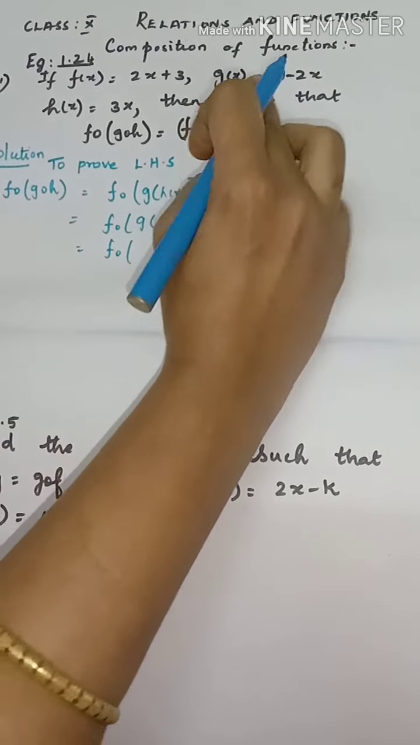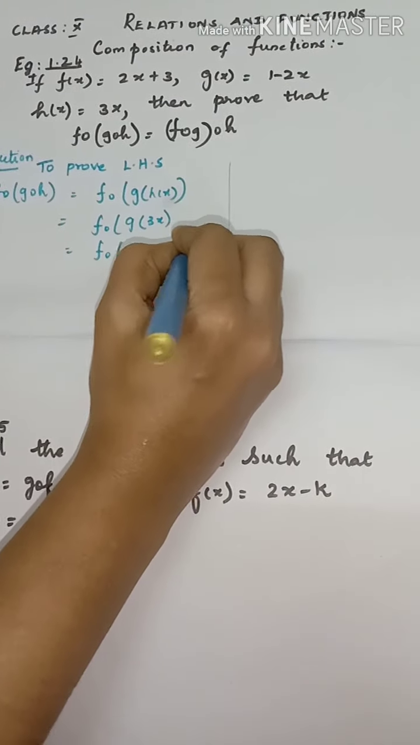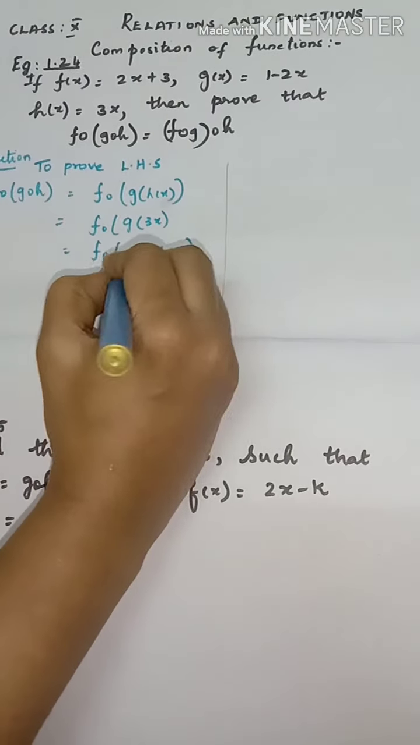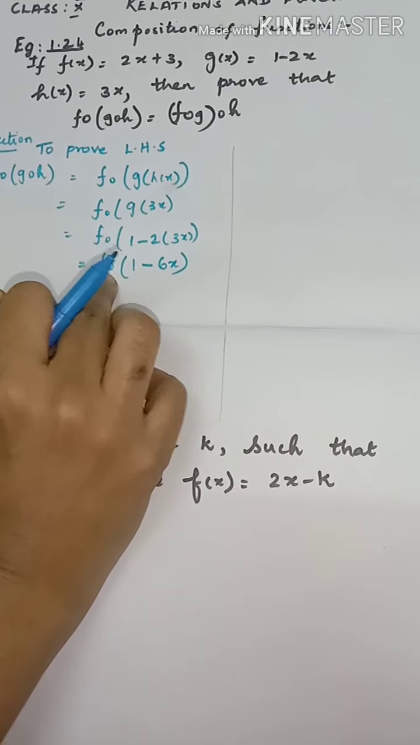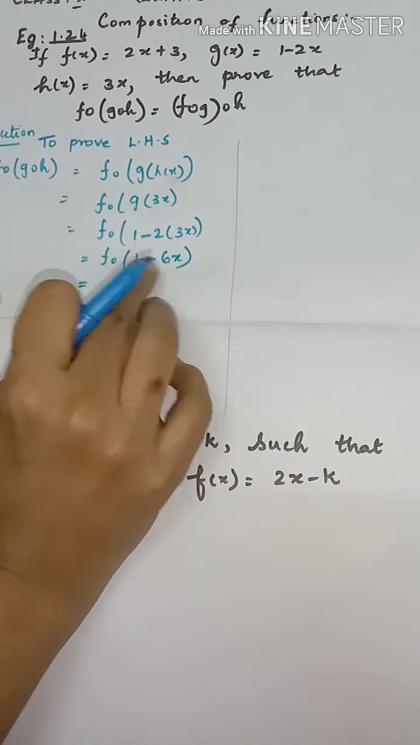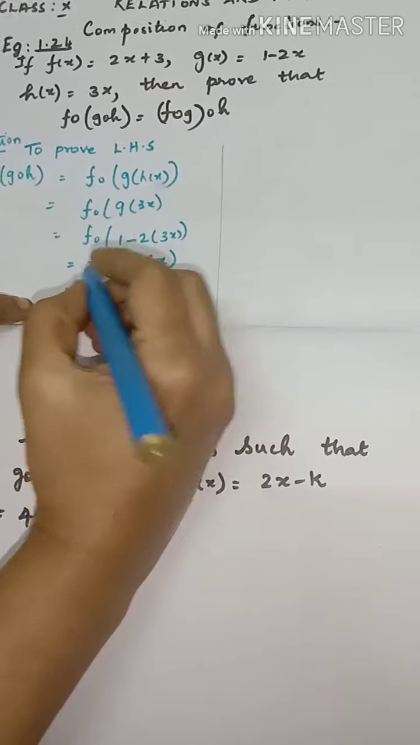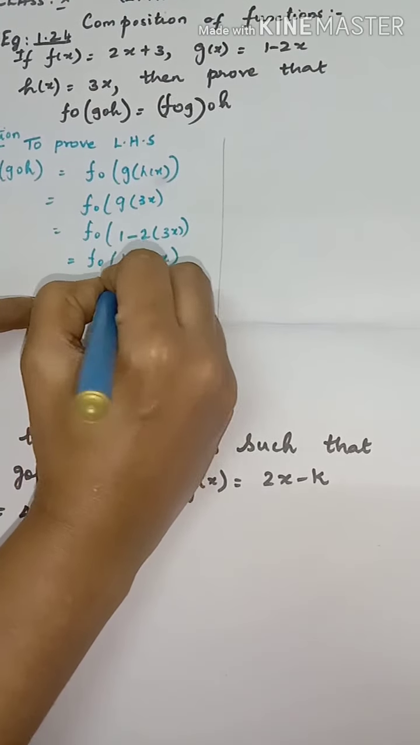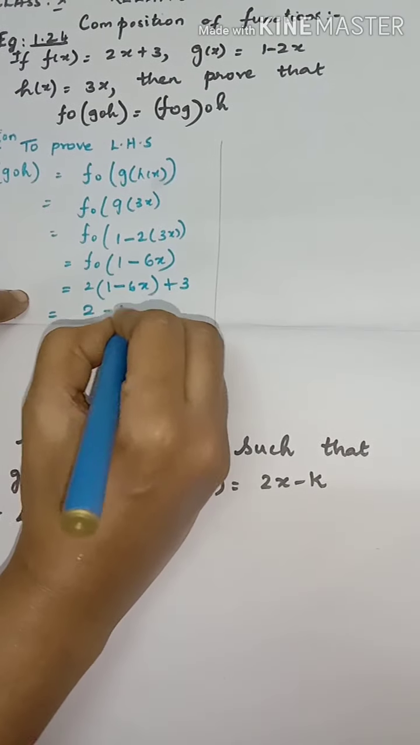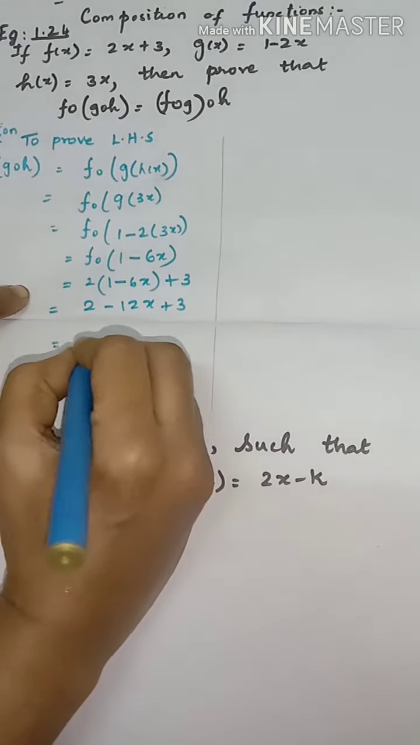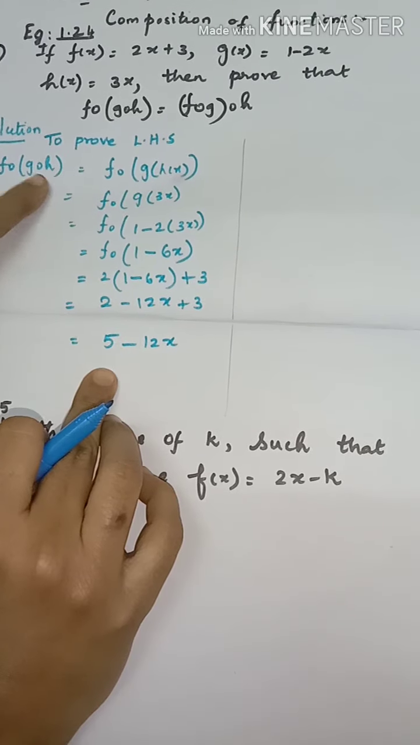With this 3x, I am going to substitute in g(x). That is 1 - 2 into 3x. Understood? So f(1 - 6x). So here outside we have f(1 - 6x). I am going to substitute 1 - 6x in the given function f(x) = 2x + 3. So what is the required function? You will get 2 into (1 - 6x) + 3, that is equal to 2 - 12x + 3, so that is equal to 5 - 12x. So this is your LHS.